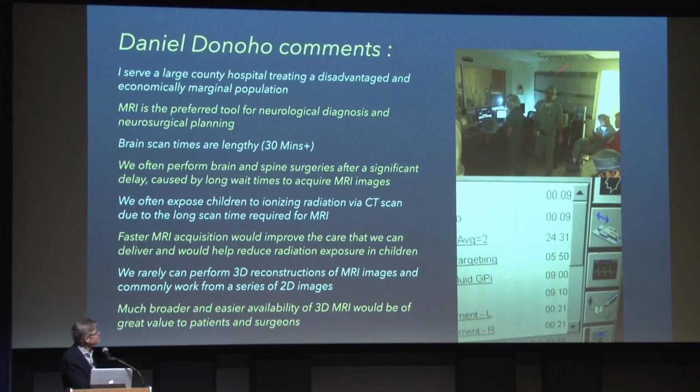And during that time, there's a lot of medical personnel that are simply sitting idle, and the patient is immobilized and not very happy either. So we would like to have more MRI imaging in order to do neurosurgical planning, but it takes a long time to get the imaging. And so Dan's overall comment is faster, please, by which he means it would be nice to be able to do MRIs faster than we currently do. It would make a big difference for his patients.